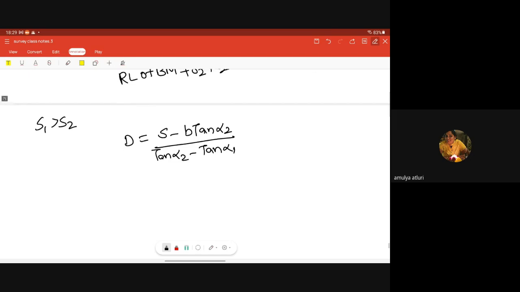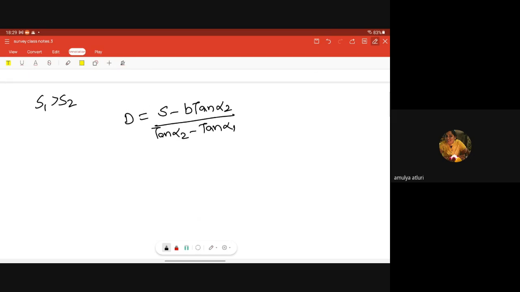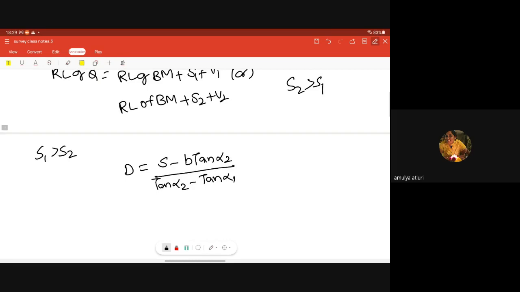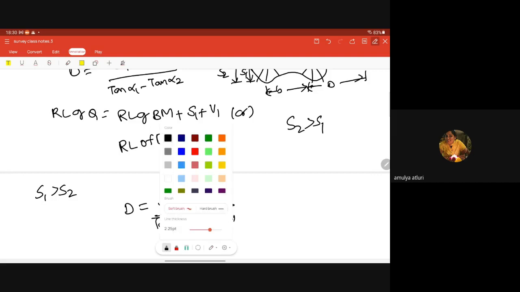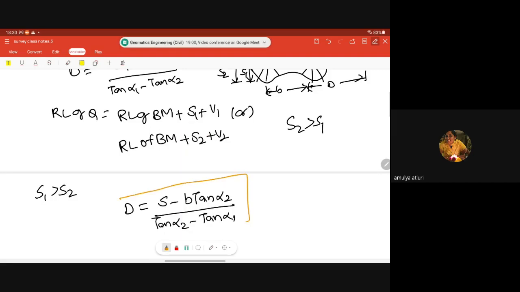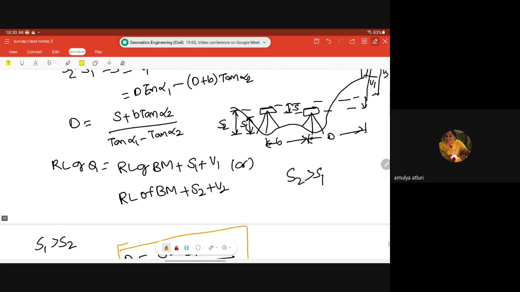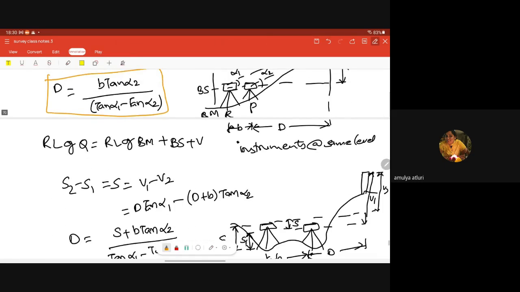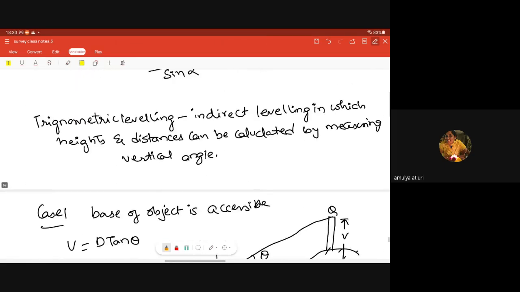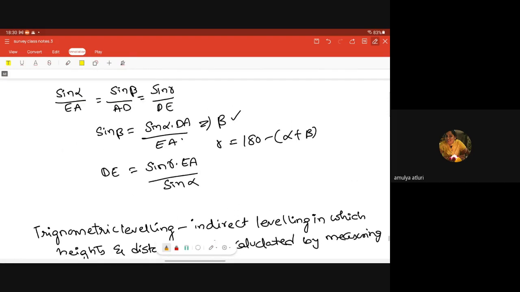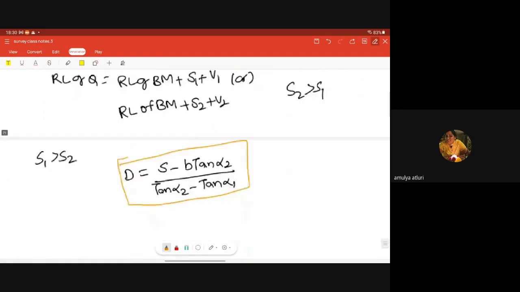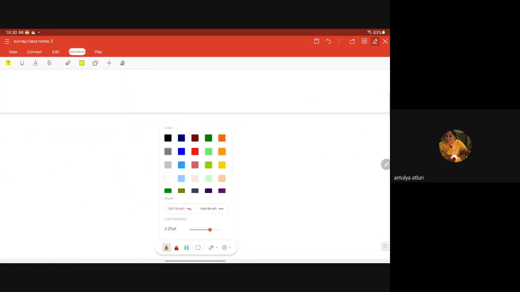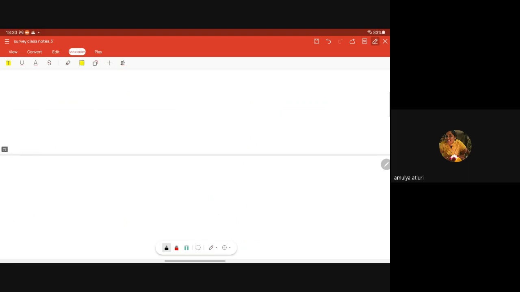So like this, we'll traverse in trigonometric leveling. Okay, these are the formulas you need to remember. So these are the main cases of trigonometric leveling. Next, we'll just introduce tachyometric survey.